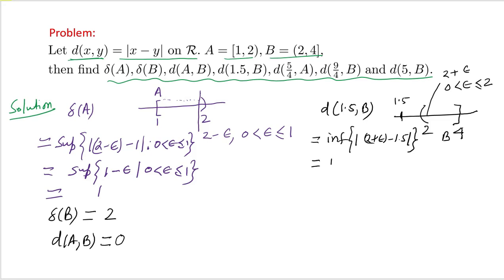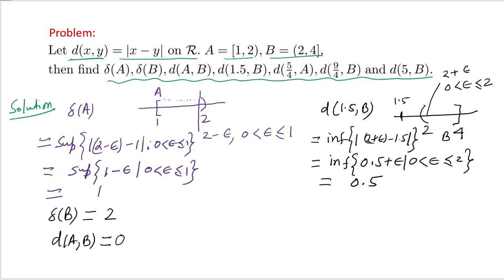Now this is equal to the infimum of 0.5 plus epsilon, where epsilon is like this. If you have to find the infimum, then epsilon has to take the smallest possible value, and in that case the infimum is going to be 0.5.